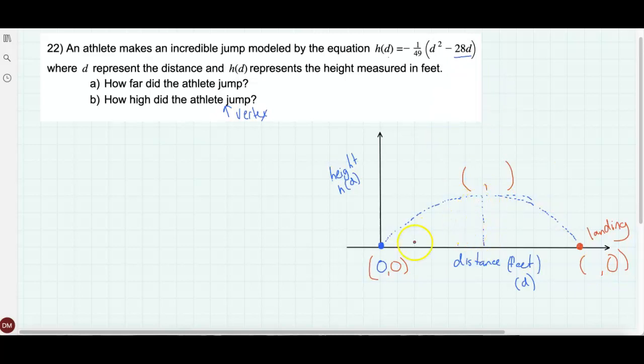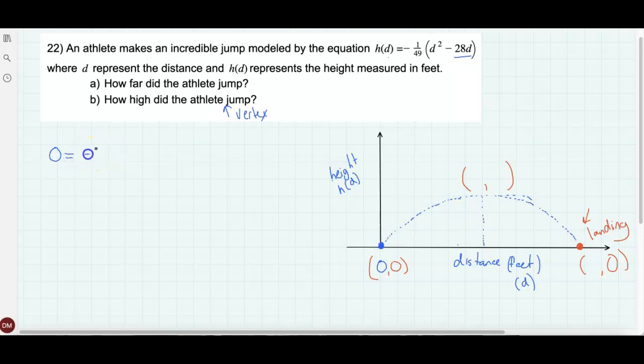I can't really use this point here to find out what the axis of symmetry is. So let's write down what we know. We're trying to find out what the roots are. We know one of the roots. That's the starting point, just by basic understanding of jumping. But where do we land? Let's solve that equation. The height when we land is going to be 0, so I'm going to say h of d is equal to 0.